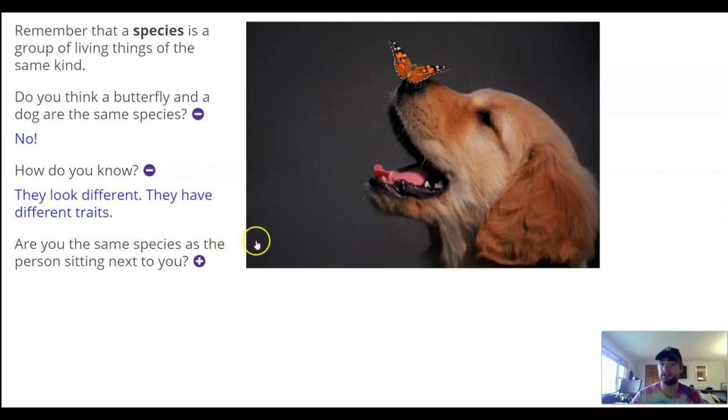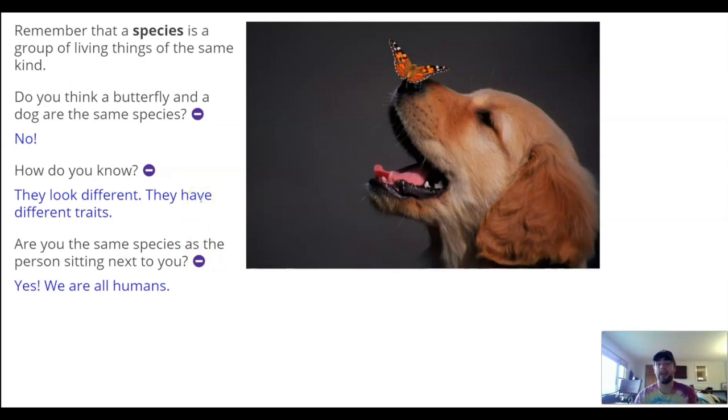So think about this. Are you the same species as a person sitting next to you or the people in your house? Do you think you and your brother or sister or your mom or dad are the same species? And if you said yes, you're right. Everybody in your house, unless they're an animal, is probably the same species because humans are all the same species.